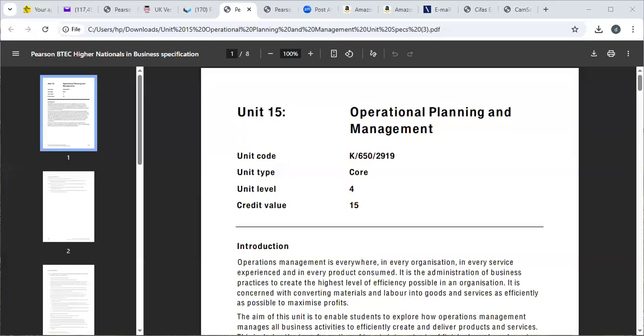Good. So what do you intend to acquire for today's lecture? What are your intentions? I just want to know how to complete Unit 15, but I want to start with LO1 first.